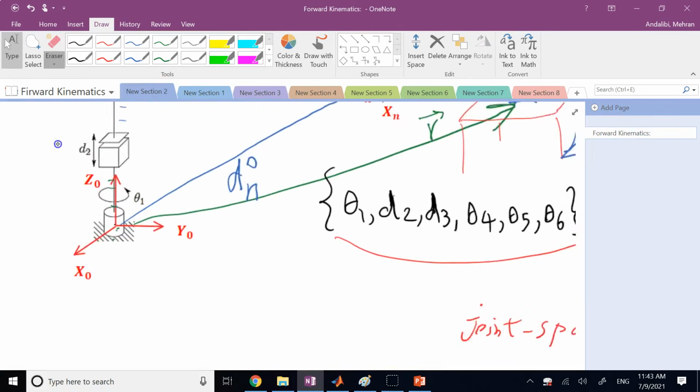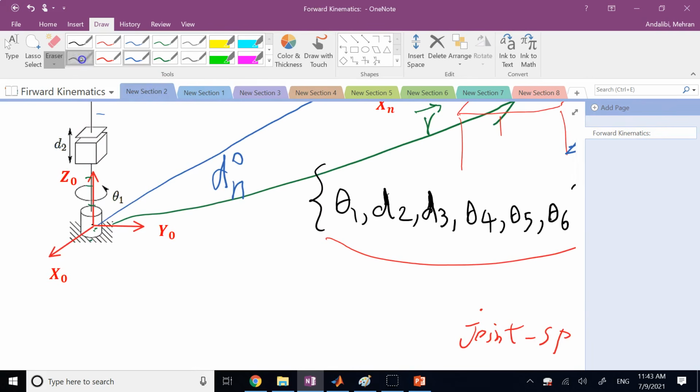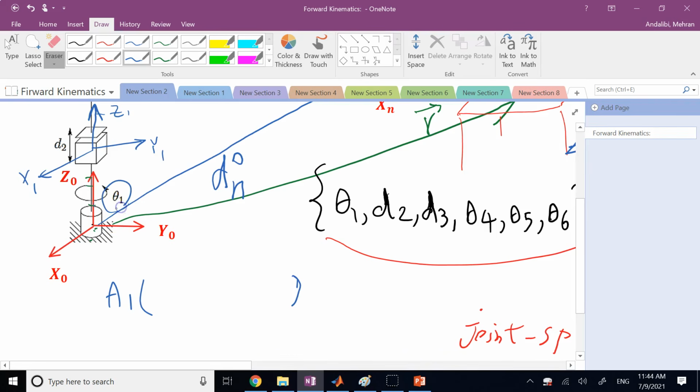So when I say A1, what does it mean? It means if I have a frame here attached to the first object, correct? So let's say I call this X1, Y1, and Z1. When I go from frame 0 to frame 1 and I form matrix A1, this A1 has 4 parameters in it: d, a, alpha, and theta. Which one of them is variable? The only variable is the joint variable.